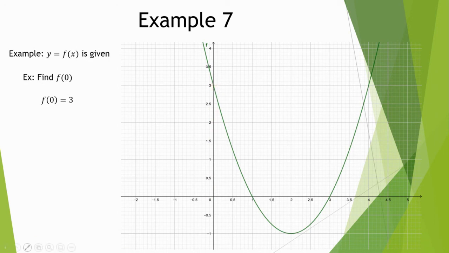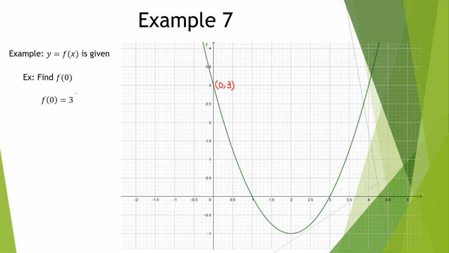Let me see if I can draw that. So this is 0. Okay, bear with me. So this is the point (0, 3). There we go. Good. So (0, 3) is on the graph. Okay, that's what we get.